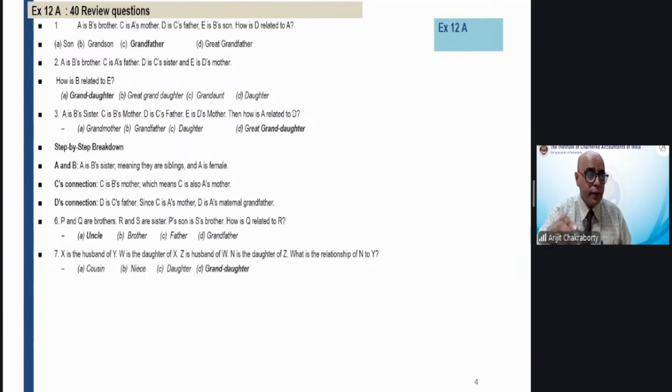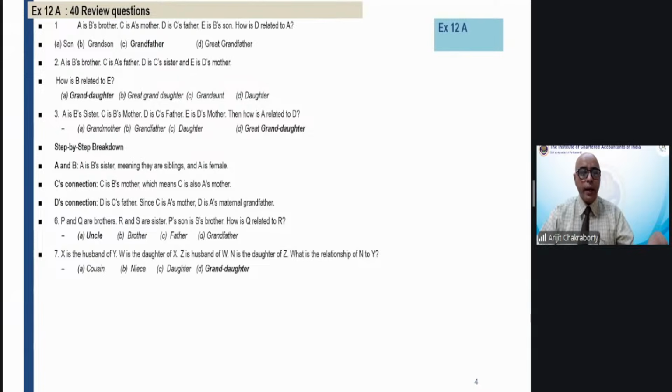Next we have N is the daughter of Z. So again you see multiple chains, multiple generations. N is the daughter of Z, so N is also the daughter of W. Who are the parents of N? First we have W, who is the mother, and Z, who is the father. And since N is the daughter, that means N is female. The question is, what is the relationship between N and Y?